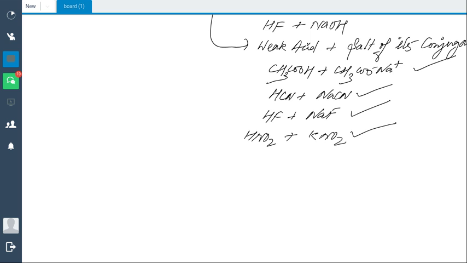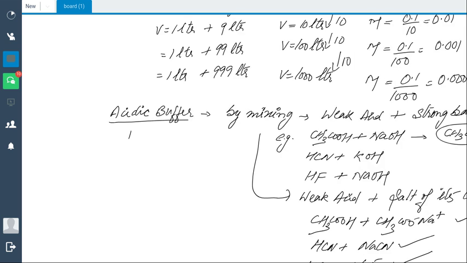This is when you are mixing the two things, or they can ask you a question: which of the following is a buffer? So HCN and NaCN. Now, is this a buffer? How can we identify whether this is a buffer or not? This is a very crucial piece of information and a very nice trick. If you pay attention, you can solve this question within no time.